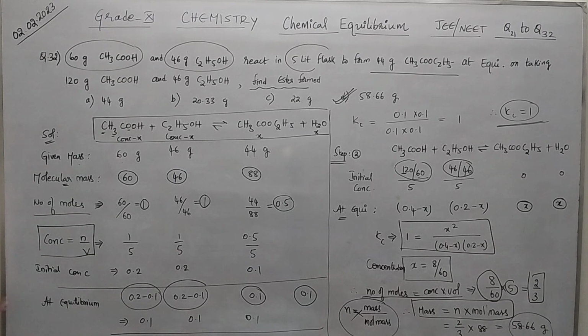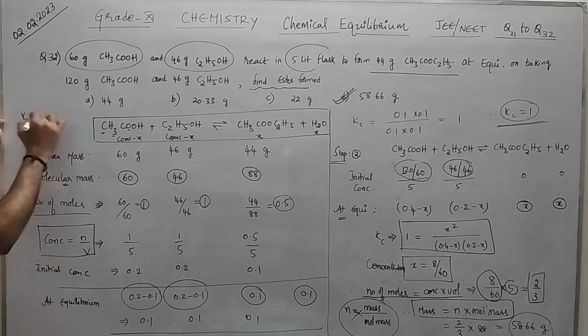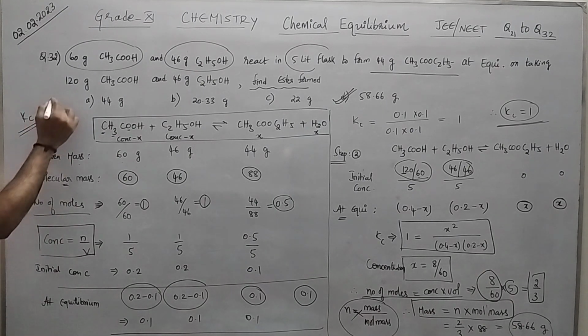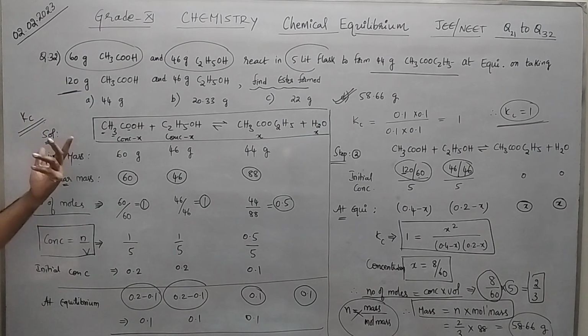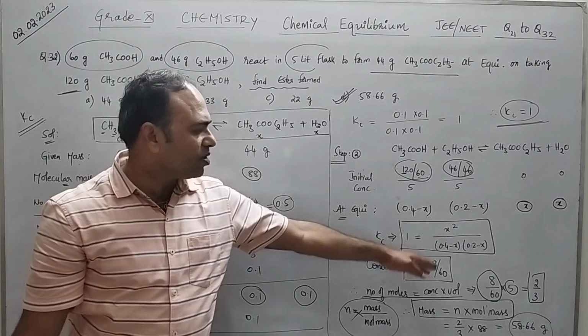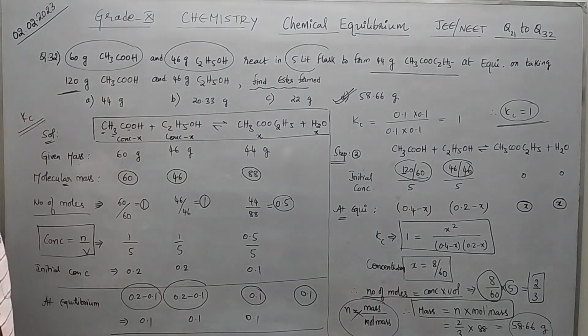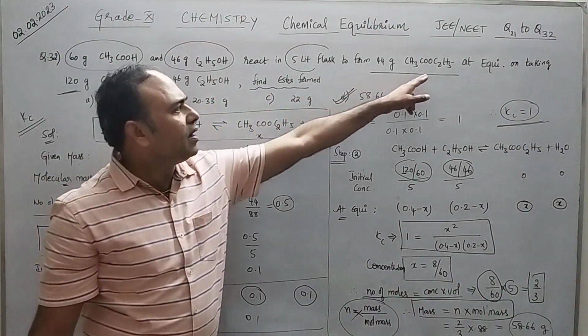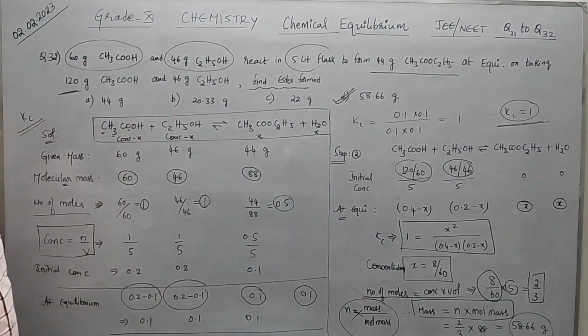Hope you have understood this. The first step is finding the value of Kc. Second step, change the mass. And you know the value of Kc is 1. So substituting that, you finally get the mass of ester, that is ethyl acetate, formed. So copy the solution.